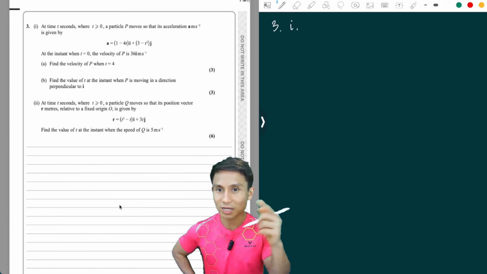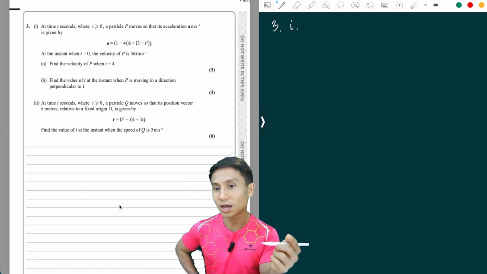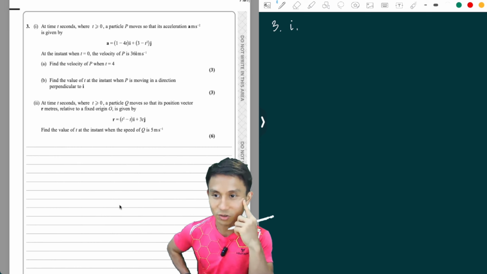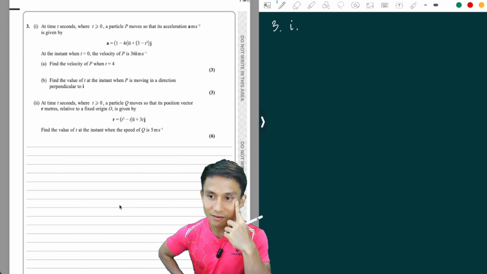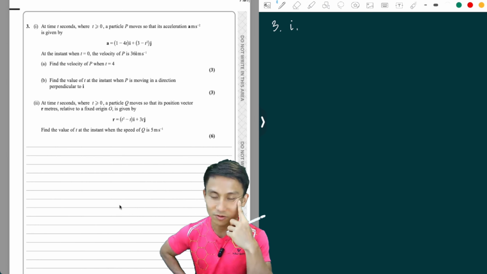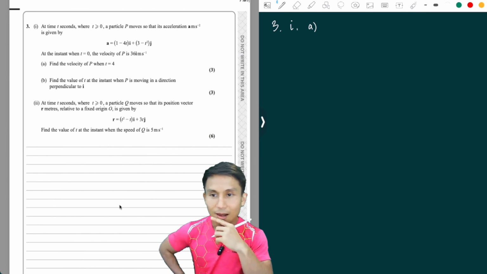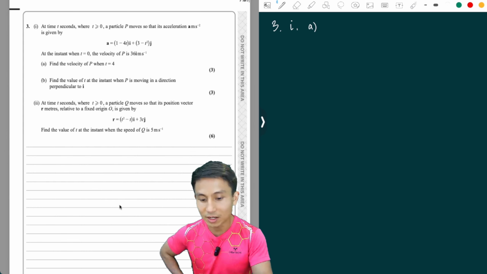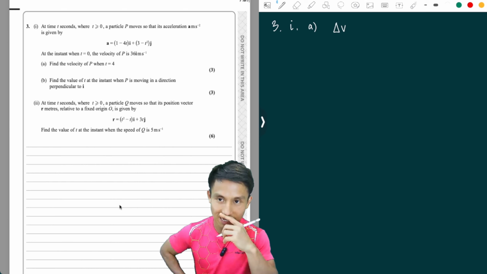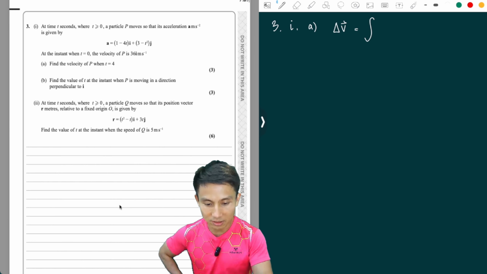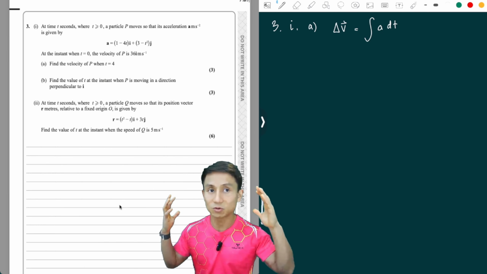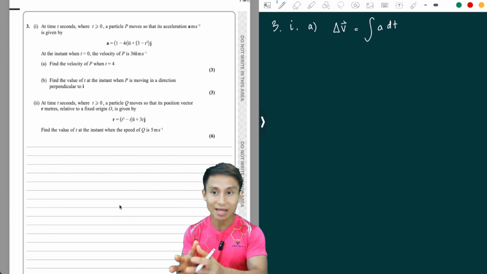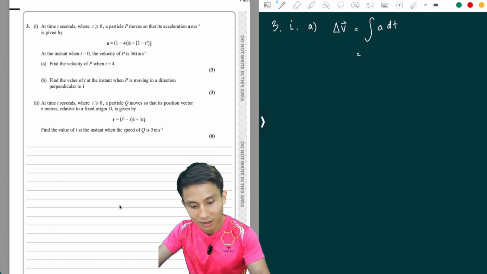We can use calculus to find velocity by integrating acceleration. At time t equals 0, the velocity of p is 36i. A, find the velocity of p when t equals 4. So for A, we're going to integrate that. Note that when you integrate a, this is just the change in velocity. Change in velocity is the integral of a dt. If you want final velocity at time t equals 4, then you have to add the initial velocity. But we're going to integrate this first.